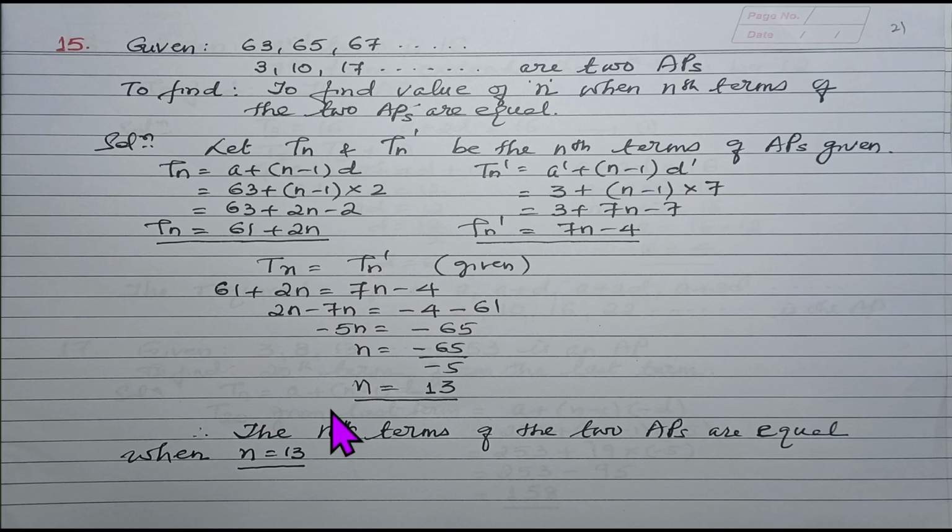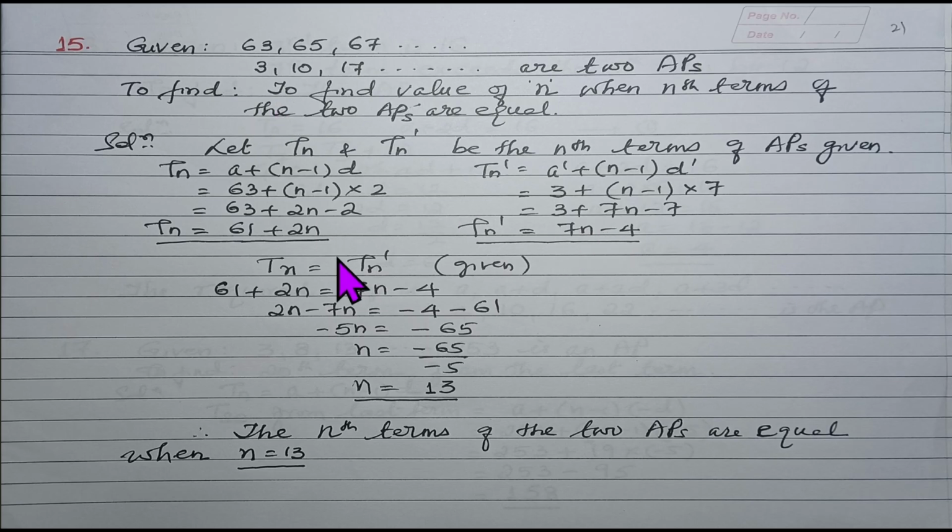Now please understand here, Tn will be equal to 63 plus n minus 1 into 2, that is 63 plus 2n minus 2, that is 61 plus 2n. That is the nth term of the first AP. Similarly, Tn dash is the nth term of the second AP, just by substituting the values, because we know a and d already. So substitute and get the nth term of the second AP.